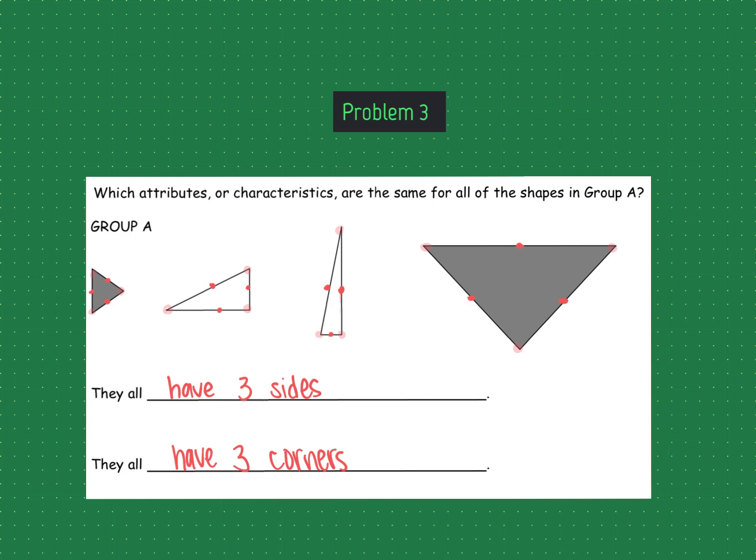As you can see, this shows that in Group A, they all have 3 straight sides. And they all also have 3 corners. And we can see that this means that they are all triangles, because they have 3 sides and 3 corners, 3 straight sides.